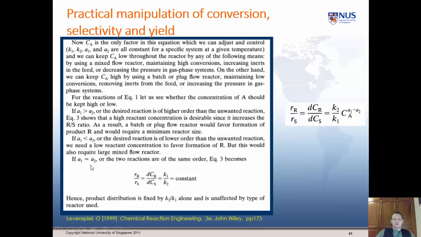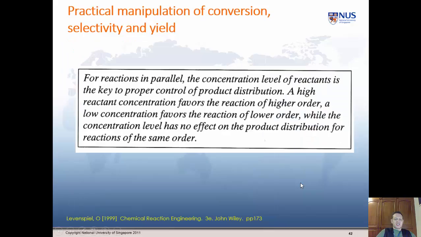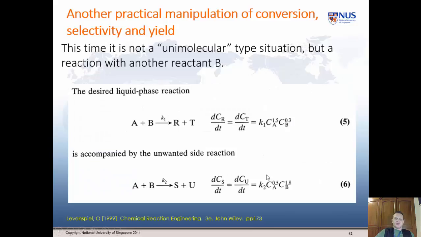And if the order of both is the same, you've got basically a constant ratio. It's going to be unaffected by those sorts of considerations. So, in summary, when you're dealing with reactions in parallel, the higher the order will favour the reaction with that higher order. So, there you go.